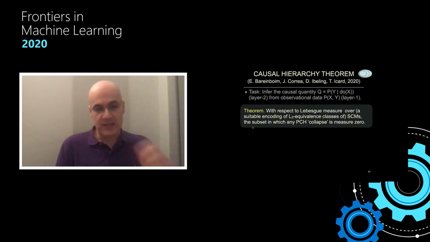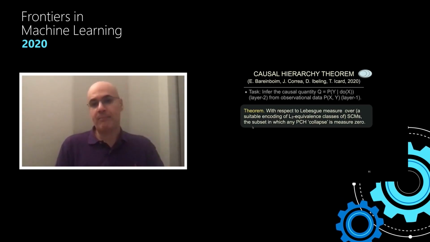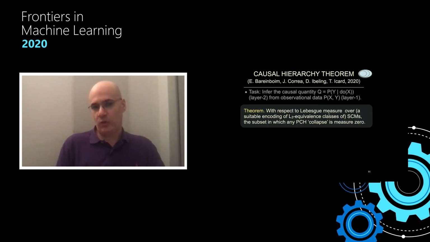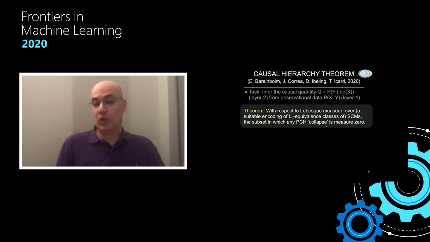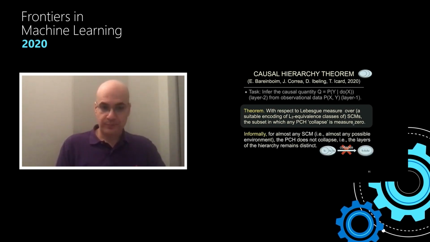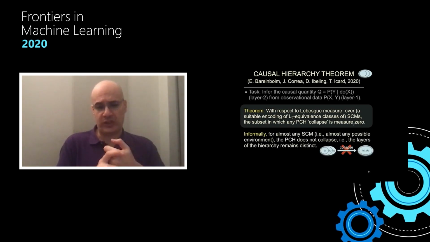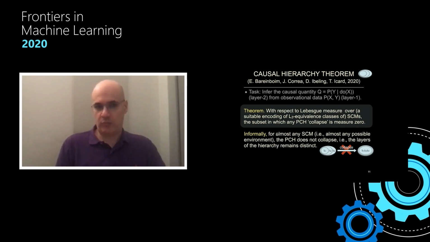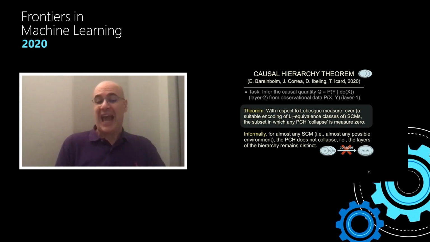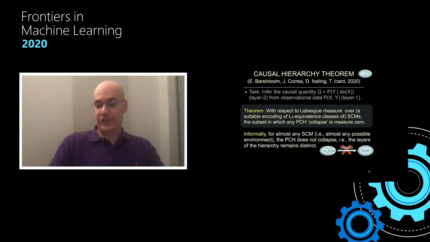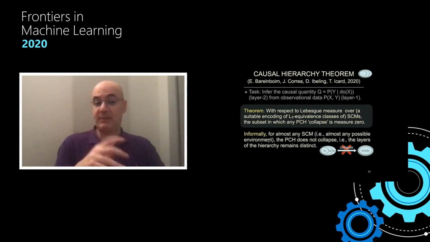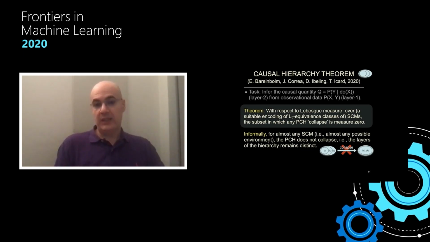Let's prove the following result. Theorem: with respect to the Lebesgue measure over, with some technical conditions, the measure over SCMs, the subset in which any PCH collapse is measure 0. Let me read the informal version here. You go home later and you can try to parse that. But informally, for almost any SCM, in other words, almost any possible environment in which your agent or your system is embedded, the PCH doesn't collapse. In other words, the layers of the hierarchy remain distinct.